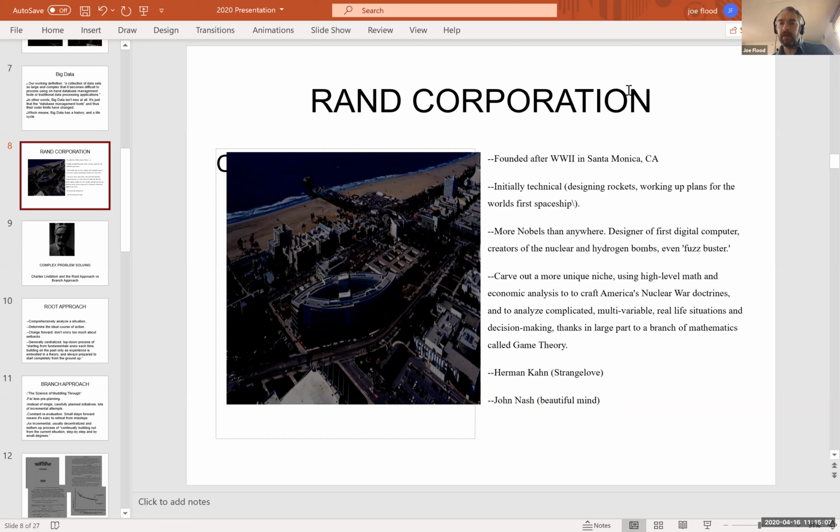You think of the movie A Beautiful Mind, John Nash, and game theory, this idea of using mathematics to predict human behavior, and how people would strategize against one another. Nash was a RAND Corporation employee and fellow. It really was a place where a lot of the most innovative and cutting edge work in the post-World War II era in America was coming out of.